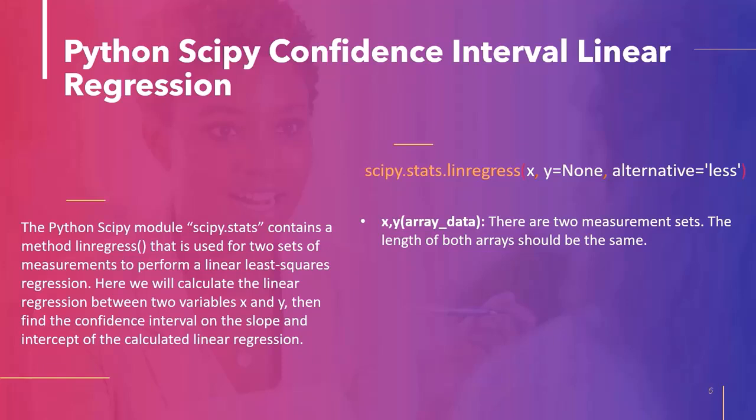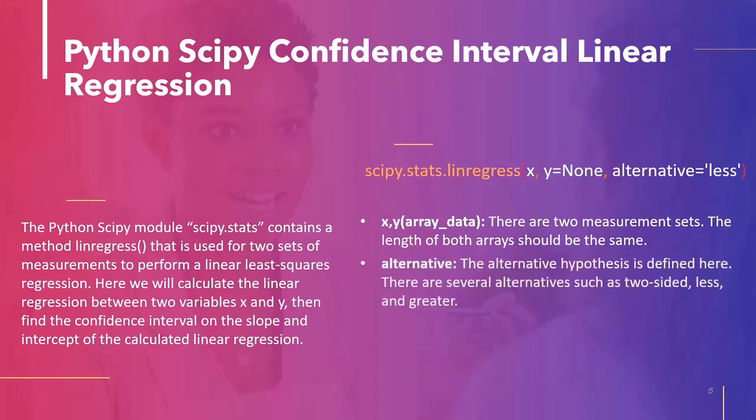The array must be two-dimensional with one dimension having length of 2 if just x is provided and y equal to None. Alternative. It is used to define the alternative hypothesis, like two-sided, less, and greater. Let's see with an example.